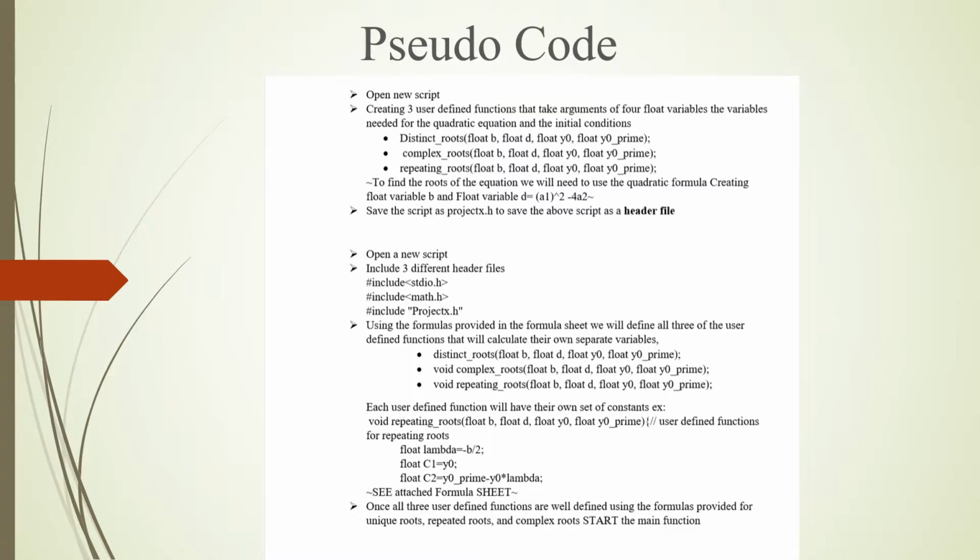So you have distinct roots again, complex roots, and repeating roots. Each function will have their own set of constants, like C1, C2. Here's an example for repeating roots: lambda, C1, and C2. These are based off the formula sheet that was provided. And once all 3 of these user-defined functions are well defined and using the formulas, we're ready to start the main function.